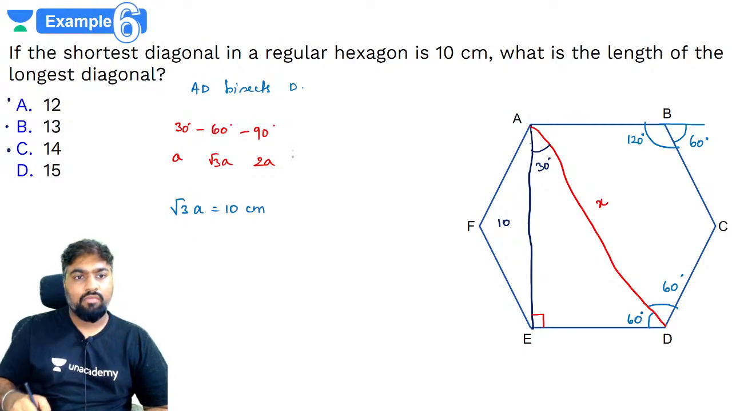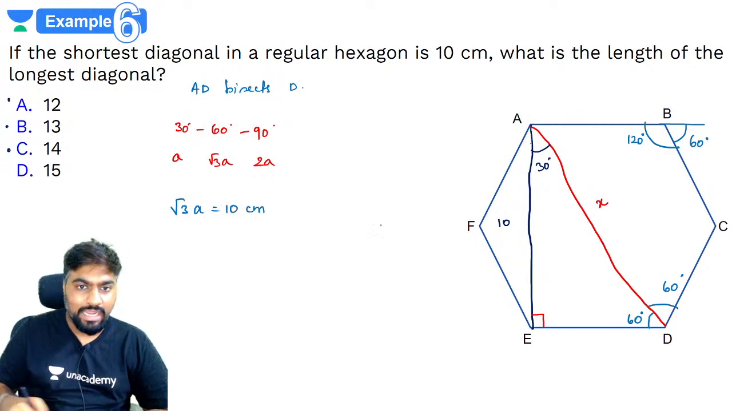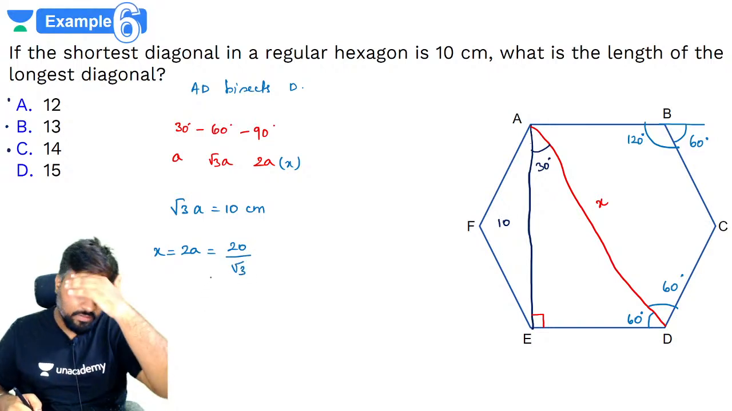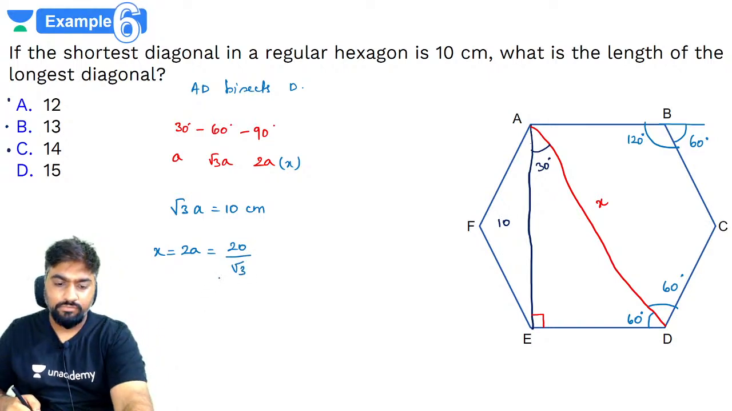Centimeter, what do we want? We want the side opposite to 90. We want X. This is X, right? So 2A, which is nothing but our unknown X, will be 20 by root 3. Got it? Yes, 20 by root 3.